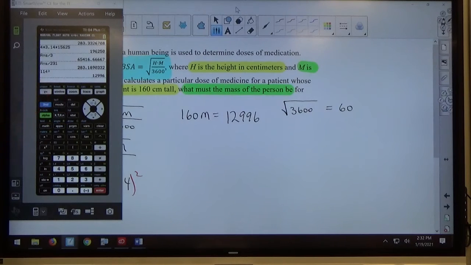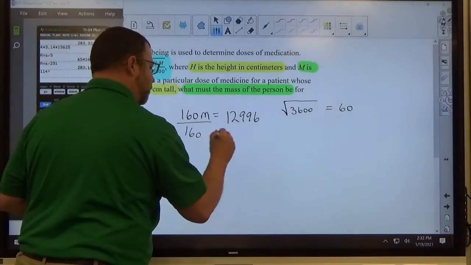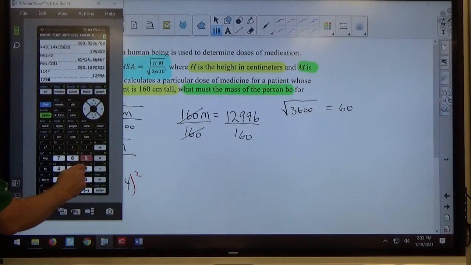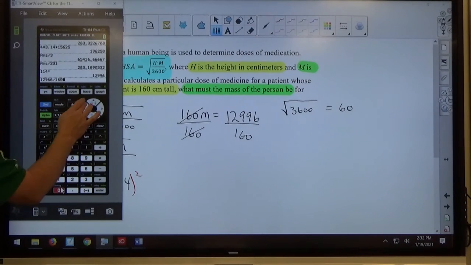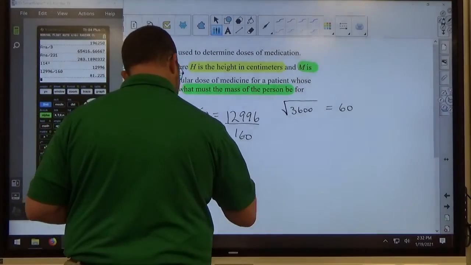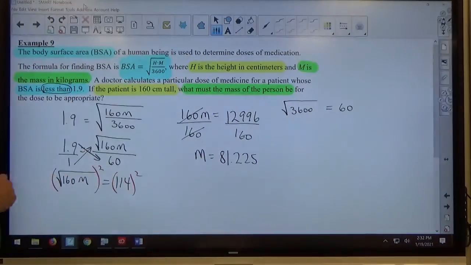And finally, if I want to get m equals, what do I have to do? Divide. That's 160m, so I'm going to divide by 160 to get rid of that coefficient. So 12,996 divided by 160 equals 81.225. So the BSA is less than 1.9. The mass of the patient must be at least 81.225.